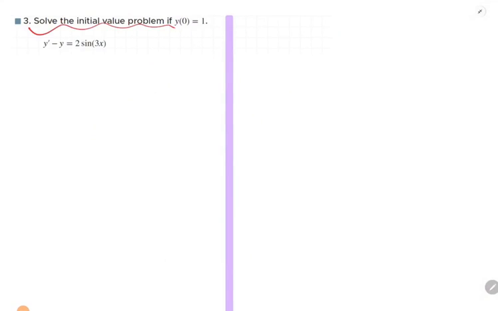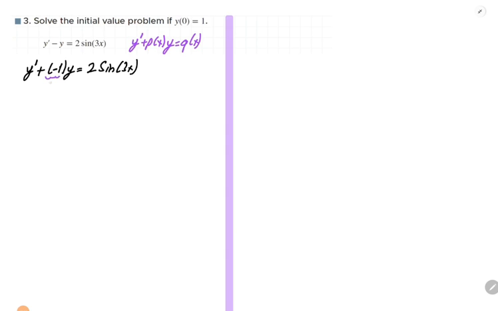My dear friends, we have the initial value problem with differential equation here and initial condition here. When we look at our differential equation, we observe that it is a first order linear differential equation. Remember, the general form was y prime plus p of x times y is equal to q of x. I can rewrite my equation so that it fits our general form: y prime plus minus 1 times y is equal to 2 sine 3x.